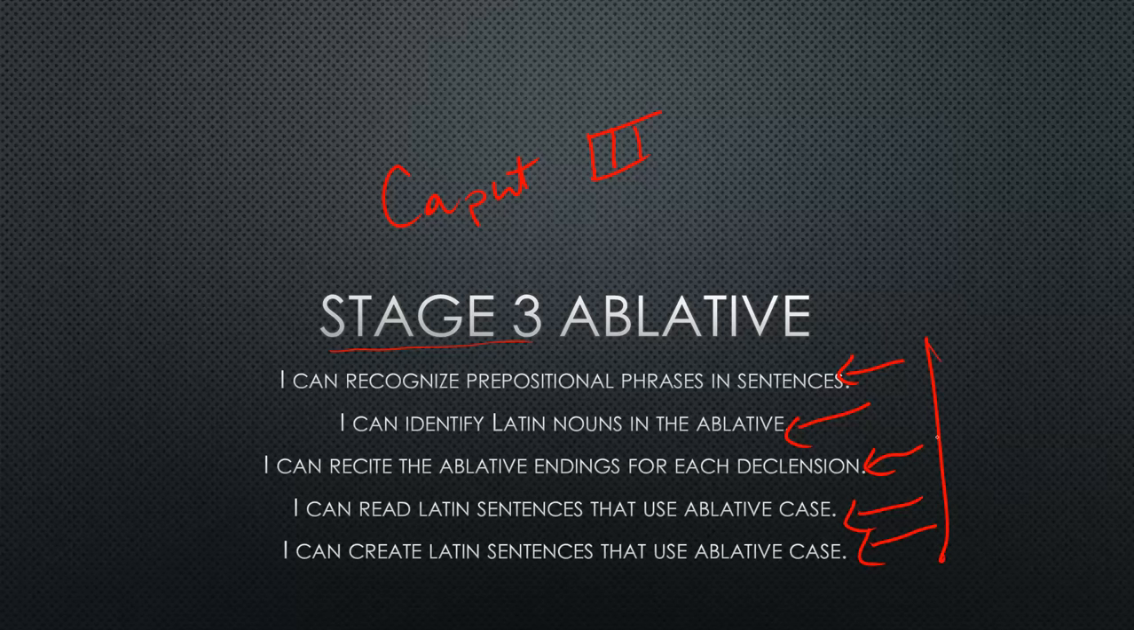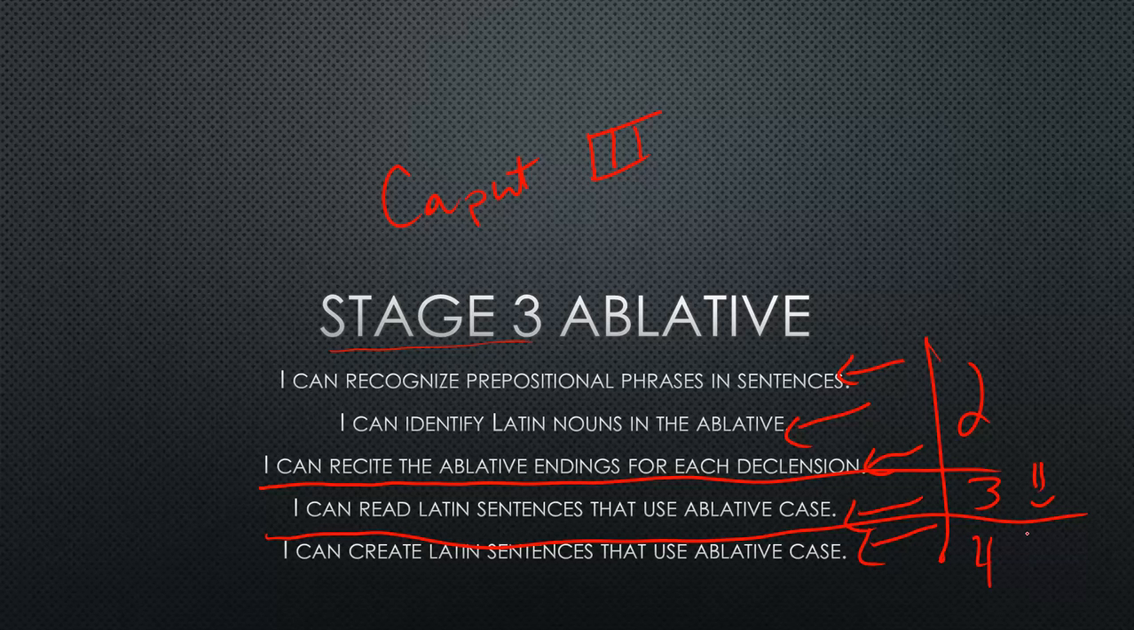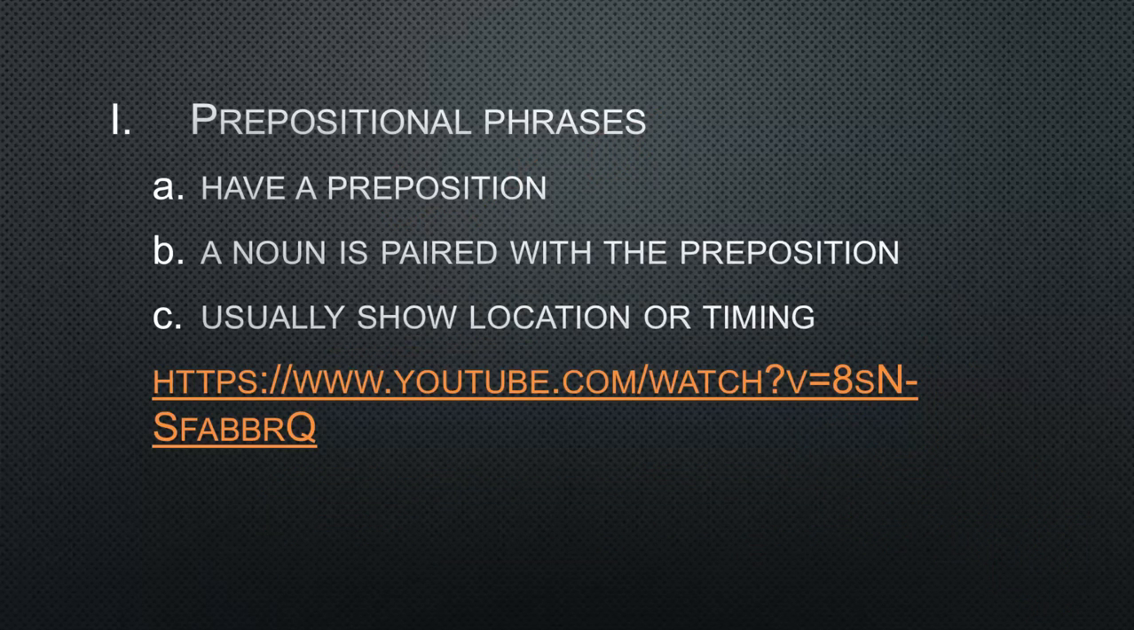So if we're thinking about mastery of the language, being able to identify and recognize and recite are all level 2, base skills you must have. The reading is considered mastery. And then creating sentences, that's the bomb diggity. You are a Latin sensei. So let's look at this.